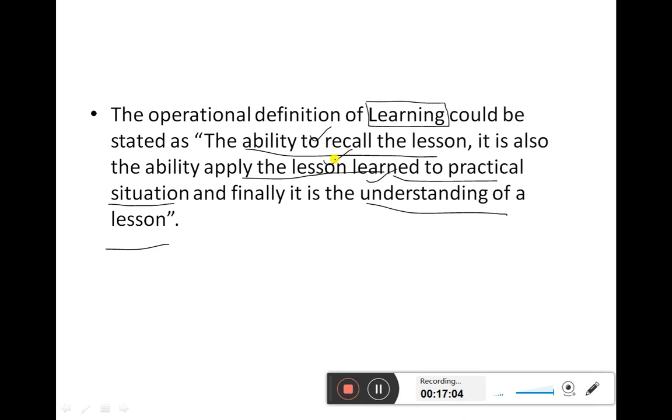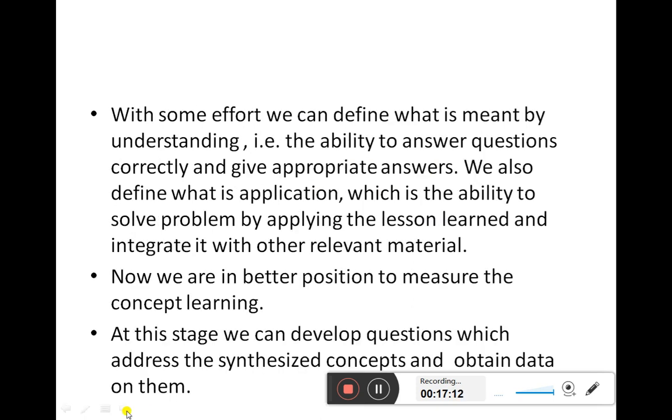The recall of the lesson and practicality. Whatever I have learned, practically I should apply, and that is my understanding. Now, next, with some effort, we can define what is meant by understanding. It means the ability to answer the question.